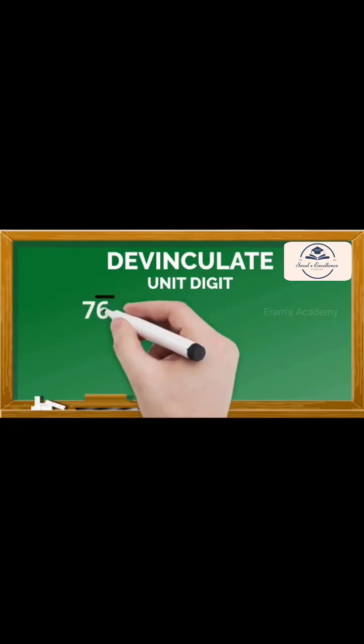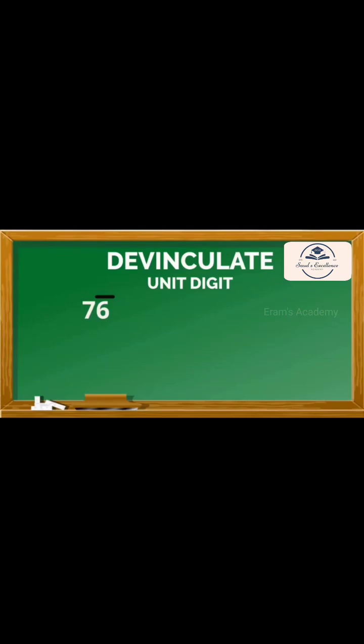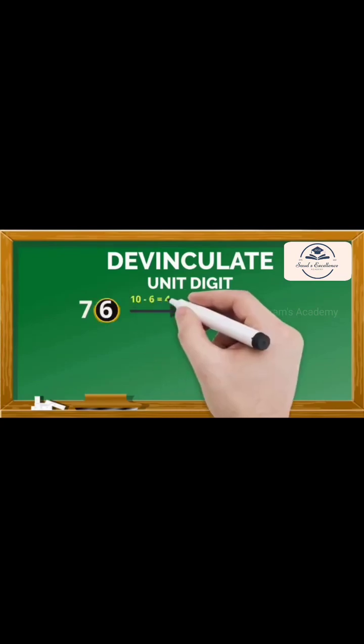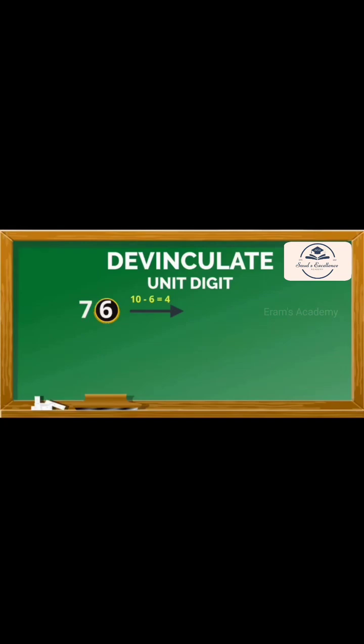Let's start with example 76. First we minus unit digit 6 from 10 equal to 4. We write 4. Next step we less one number with 10's digit 7 equal to 6, we write 6. So 70 less 6 equal to 64.